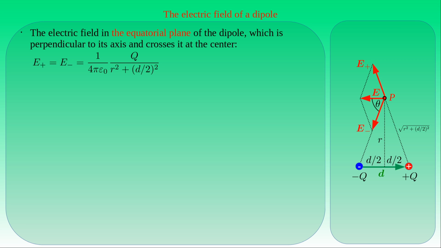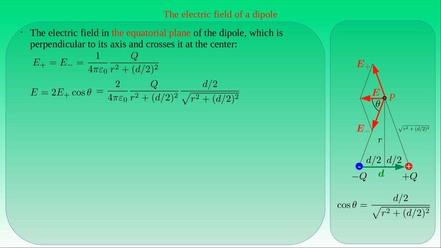Since the magnitudes of E sub plus and E sub minus are the same in the point P, the electric field E is equal to 2 times E sub plus times cosine theta. Here cosine theta can be expressed by the ratio of d over 2 to the square root of r squared plus the square of d over 2. Now we can write that the magnitude of the vector E is equal to 2 over 4 pi times epsilon naught, times q over r squared plus the square of d over 2, times d over 2 to the square root of r squared plus the square of d over 2.